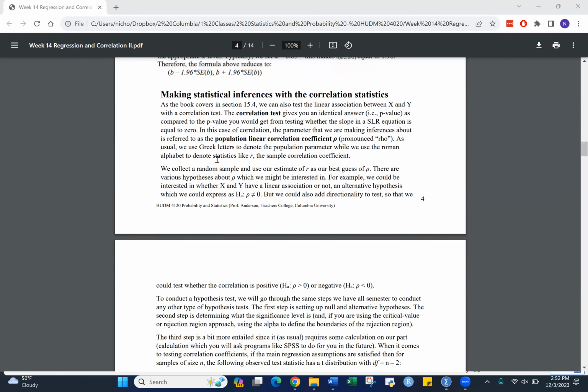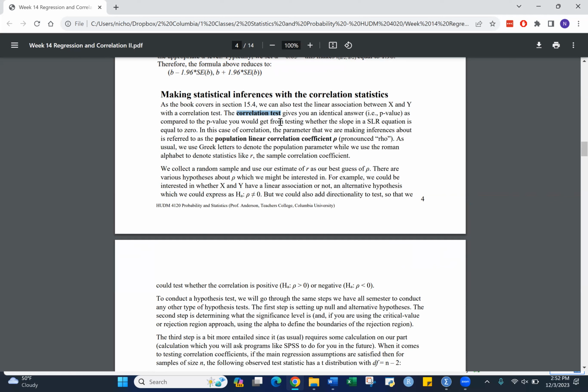Okay. So we talked about at a high level how you set up a null and alternative test when you're testing the slope parameter. But the one that we're really going to test and the one I'm going to test you on in your homeworks and your midterm is conducting a correlation test.